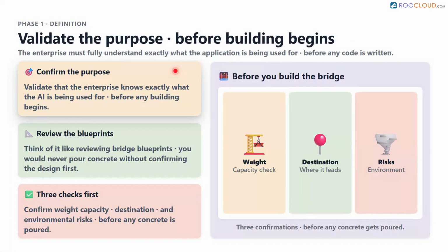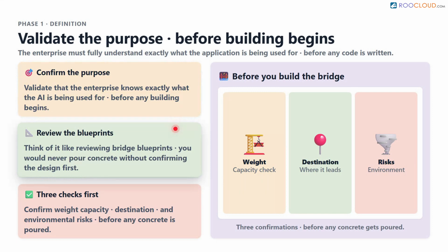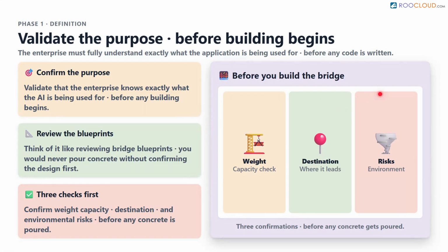The first major phase of our methodology is the definition stage. This area validates that the enterprise fully understands exactly what the application is being used for before any building begins. Think of this like reviewing the blueprints before constructing a bridge. You would never pour concrete without confirming the weight capacity, the destination, and the environmental risks.